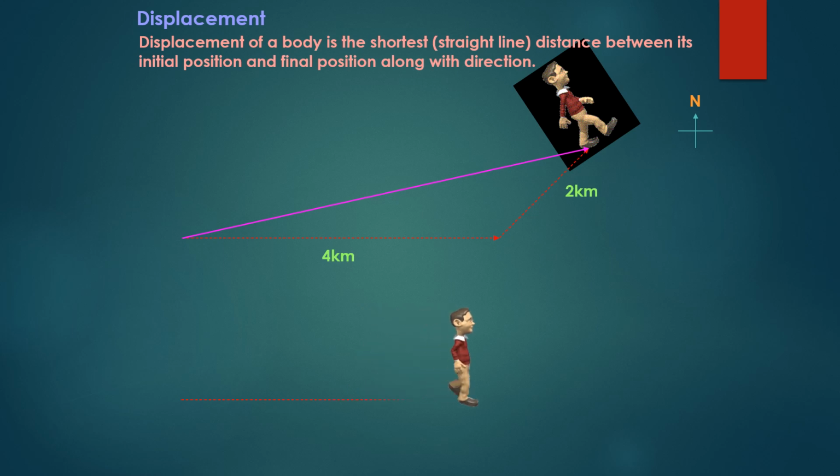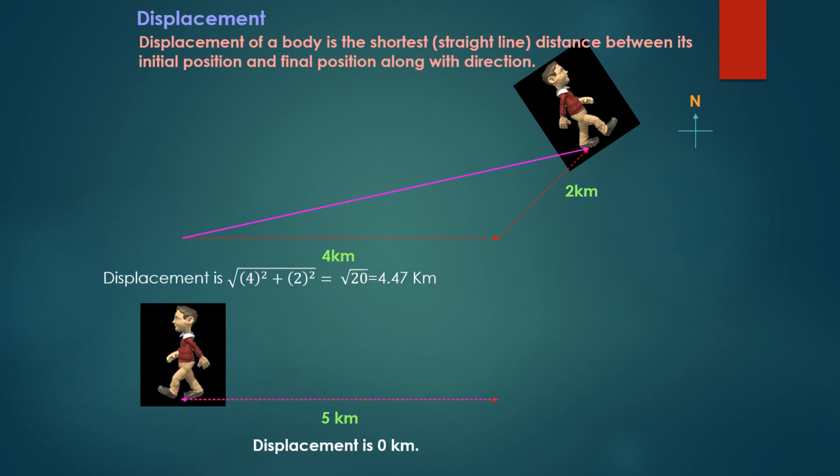Now let us see a person has traveled 5 kilometers towards east and then come back along the same path to the starting point. The displacement in the first case is going to be the shortest distance, which is 4.47 kilometer, whereas displacement for the second case is going to be 0 kilometer because it is the shortest distance from the initial point to the final point. So displacement can be 0, distance can never be 0.